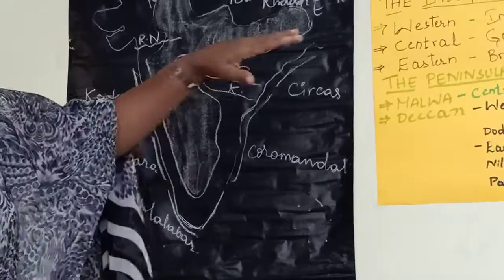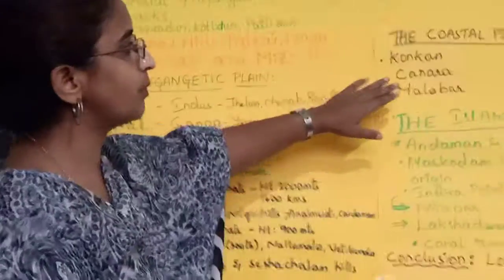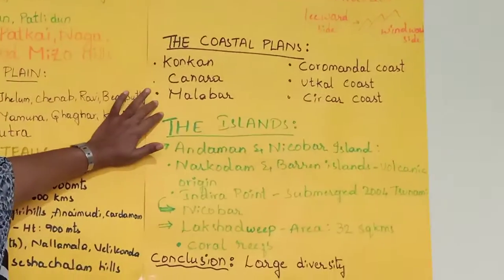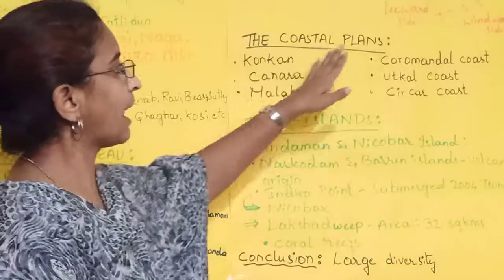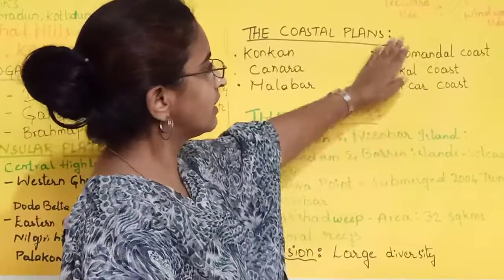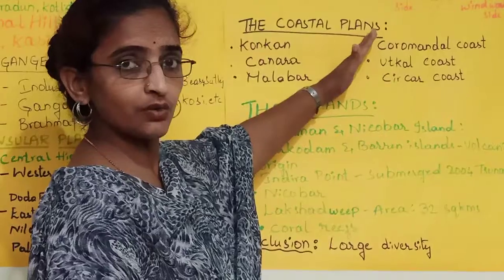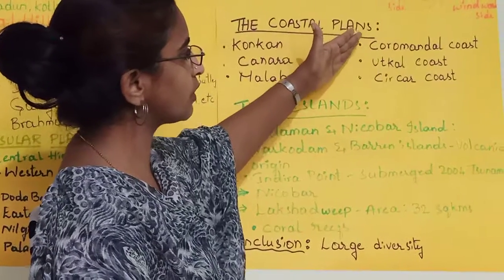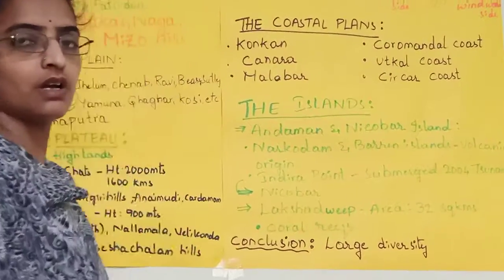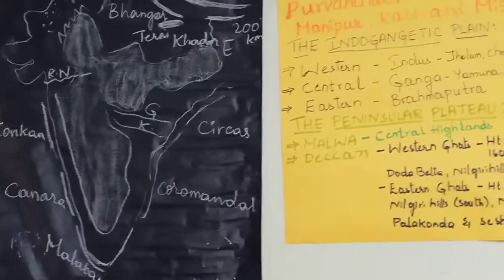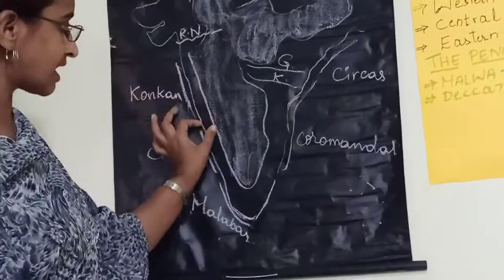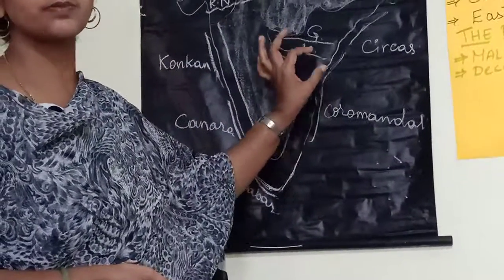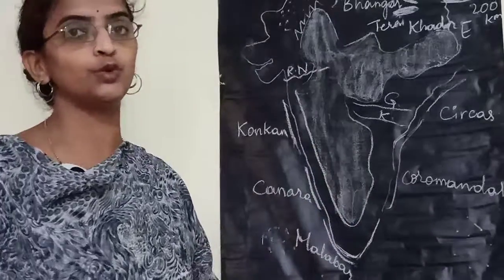So I have given names over here. The coastal plains are, towards the western coastal plain: Konkan, Kannara and Malabar coast. And towards the eastern coastal plain, it is called with different names: Coromandel coast, Utkal coast and Sirkar coast. So this is all about the coastal plain, and coastal plains are very fertile soils. These coastal plains are very fertile because of high deposits of alluvial.